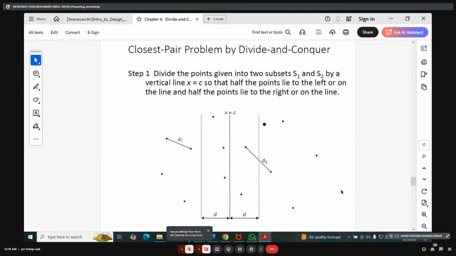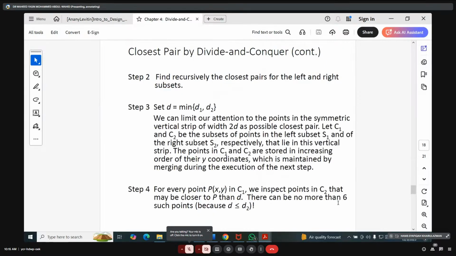We will see here step by step what I'm going to do. Find recursively the closest pair for the left and right subsets. Set D equal to the minimum of D1 and D2. So here we find the closest pair in the left side and in the right side, and we can limit our attention to points in the symmetric vertical strip of width 2D as possible closest pair. Let C1 and C2 be the subsets of points in the left subset S1 and the right subset S2 respectively that lie in this vertical strip.